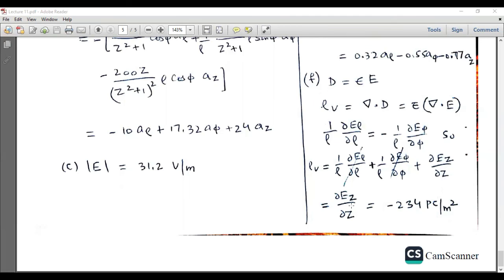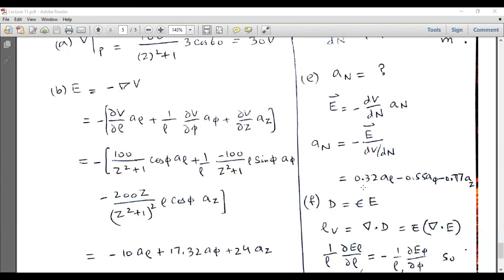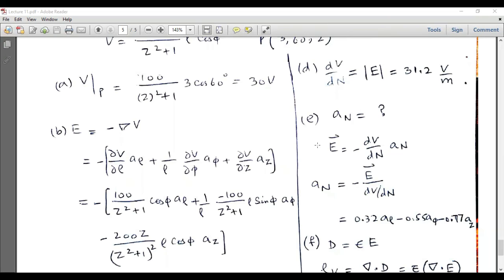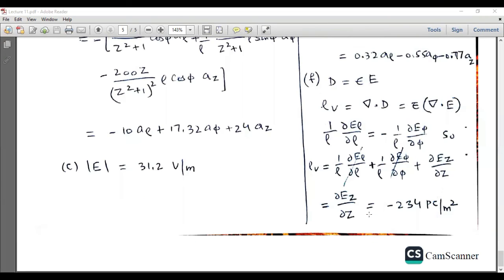we will get some expression, and when we put the coordinates of this point, we will get this final answer, which is minus 234 picocoulomb per meter cube. I refrained from putting all the steps in this slide. These simple steps can be evaluated by the students themselves.